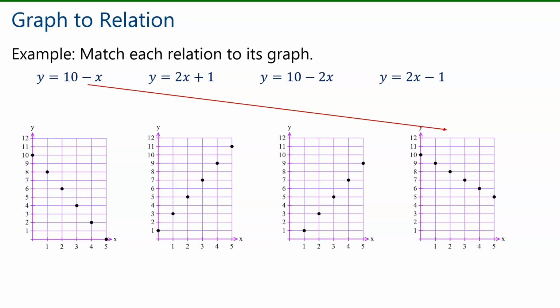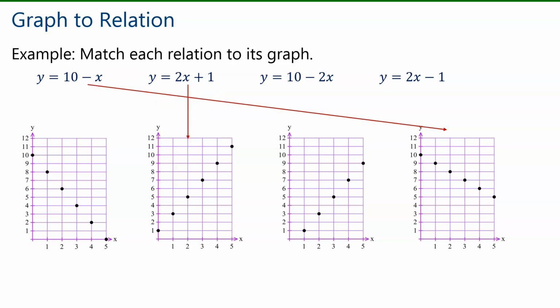Now for y equals 2x plus 1, let's do a similar process whereby we replace our x value with a number. So say x is 1. 2 times 1 is 2, plus 1 gives me 3. So which graph has a y value of 3 when x is 1? Look at the 3 remaining choices. You'll see that that is this graph right here. So we can draw a line connecting that graph to that relation.